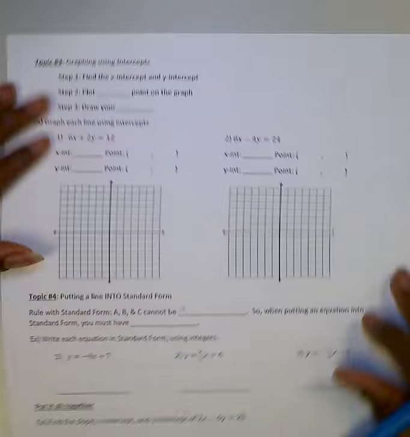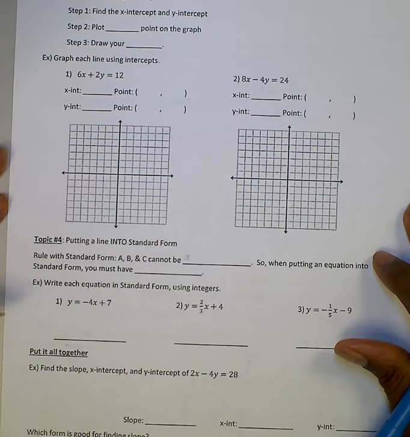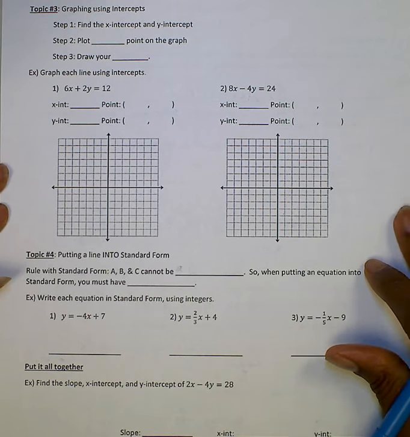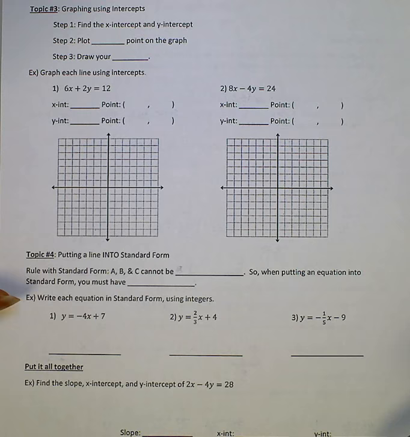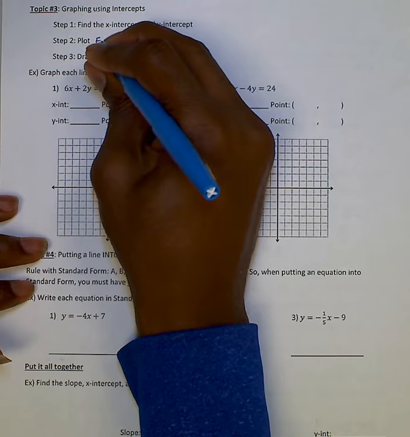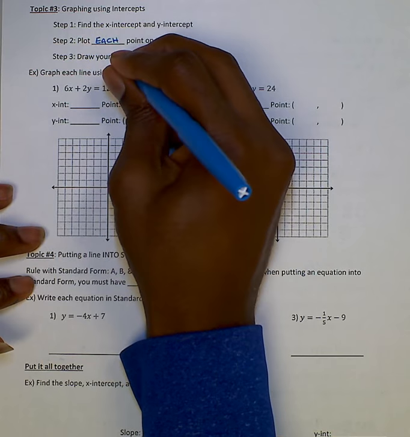Flipping to the back side then, because we can find the x and y intercepts, and sometimes that's all they ask us for, but sometimes we'll have to graph using the intercepts. So what we'll do is find the x and y intercepts just as we did in this last section. Plot each point on the graph, the x and the y intercept both, and then draw your line.